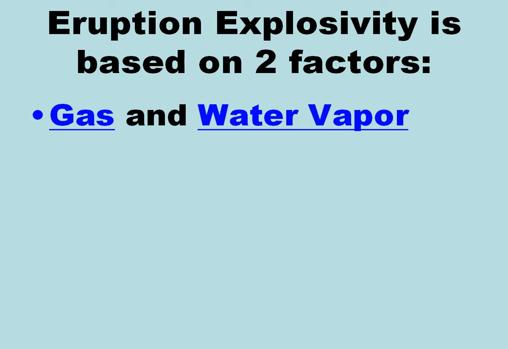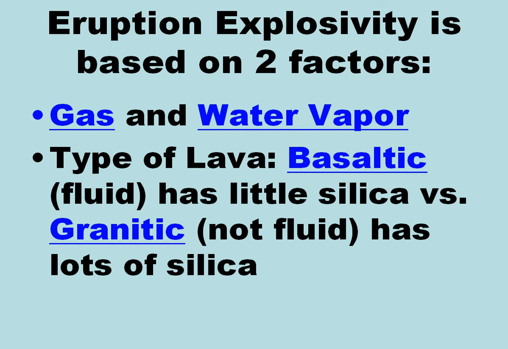A lot of times when that magma finally reaches the surface or close to the surface, so much pressure has been released that all of a sudden this gas just explodes out of the magma, the lava, and you have a major eruption.